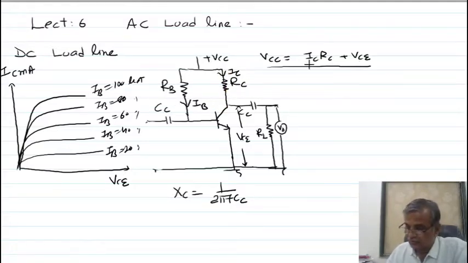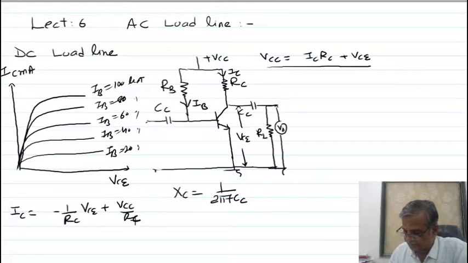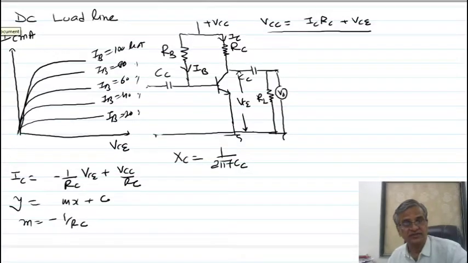Now, from this you can plot the DC load line. The equation of the DC load line is of the form y is equal to mx plus c, where the slope of the load line is minus 1 upon RC. So remember, the slope of the DC load line is minus 1 upon the resistance.